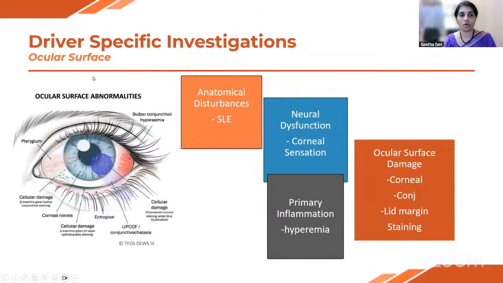For the ocular surface, one needs to look at anatomical disturbances using the slit lamp, neural dysfunction, which is evaluated by corneal sensation, primary inflammation that manifests in the form of hyperemia, and ocular surface damage, which manifests in the form of staining of the cornea, the conjunctiva, and the lid margin.